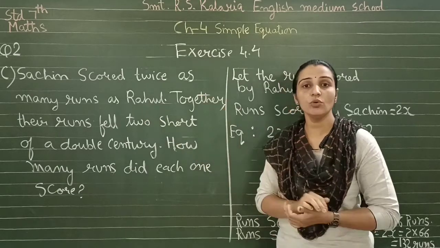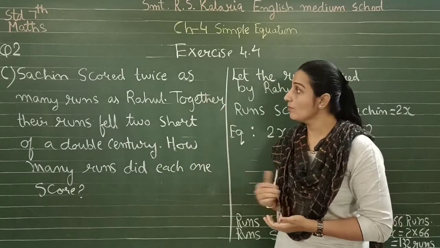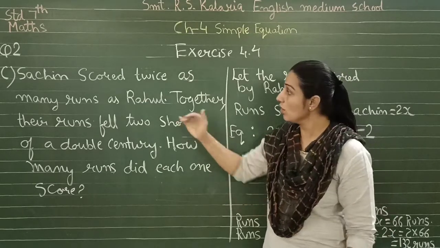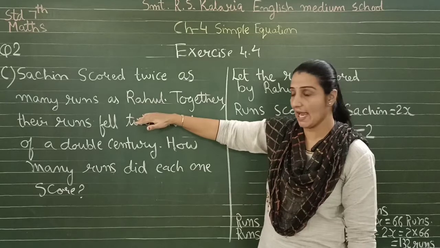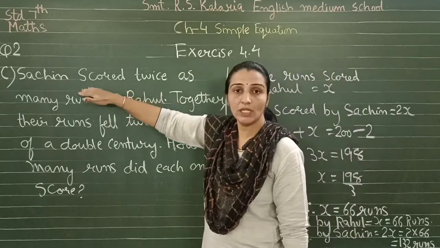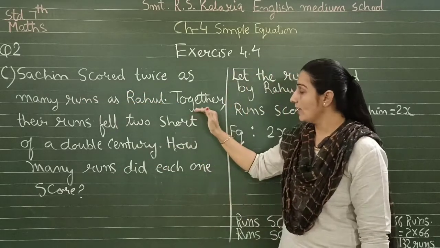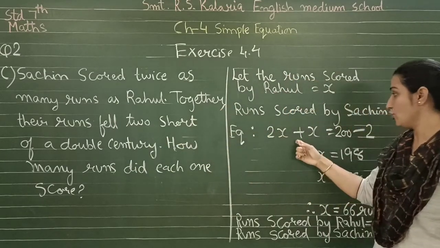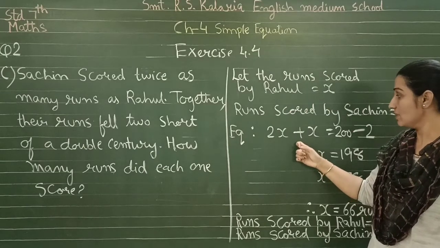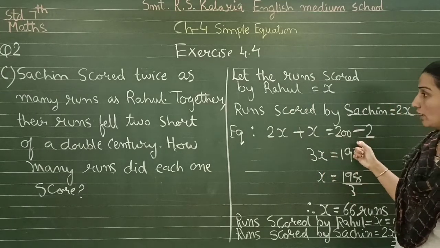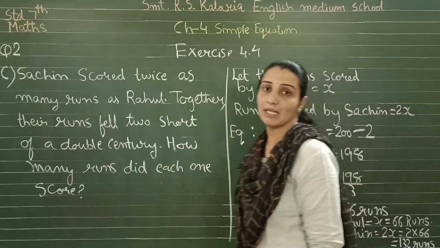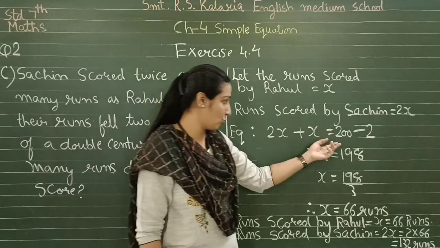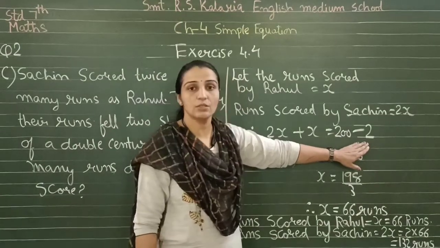और राहुल का ही क्यों x लिया? क्योंकि आपको कैसे बोला है क्वेश्चन में कि राहुल से दुगने स्कोर किए हैं. So we will assume Rahul to be x and Sachin to be 2x. Together the runs fell too short. Together means addition. Together the runs fell too short. Too short means minus 2 of a double century. Double century is 200. Too short means minus 2.